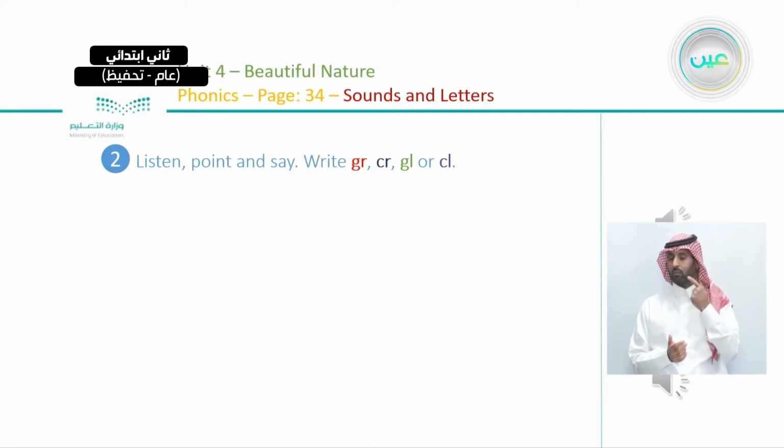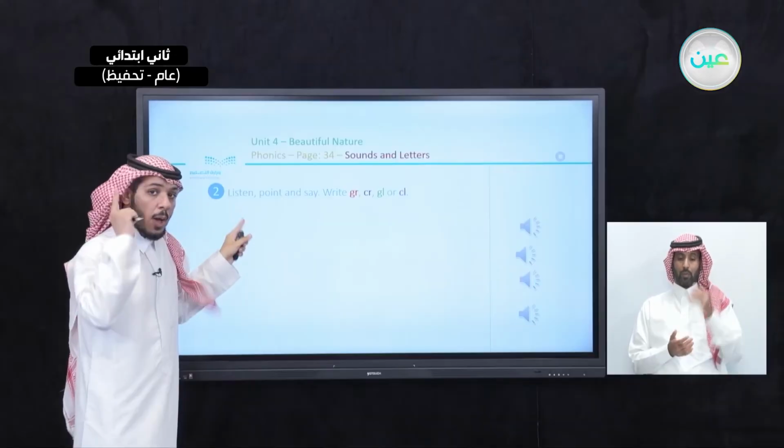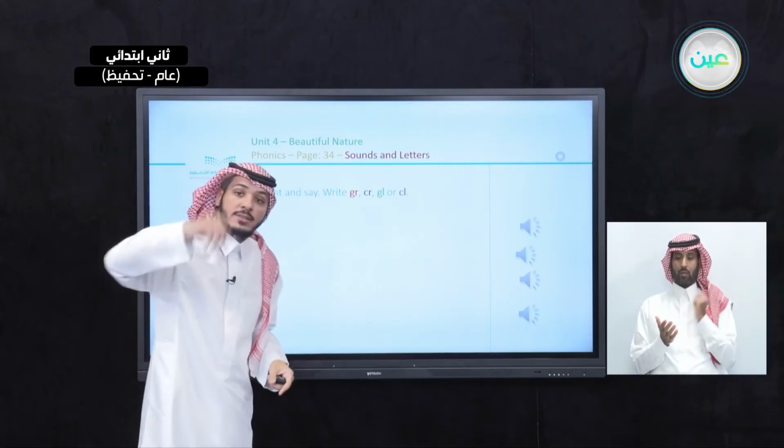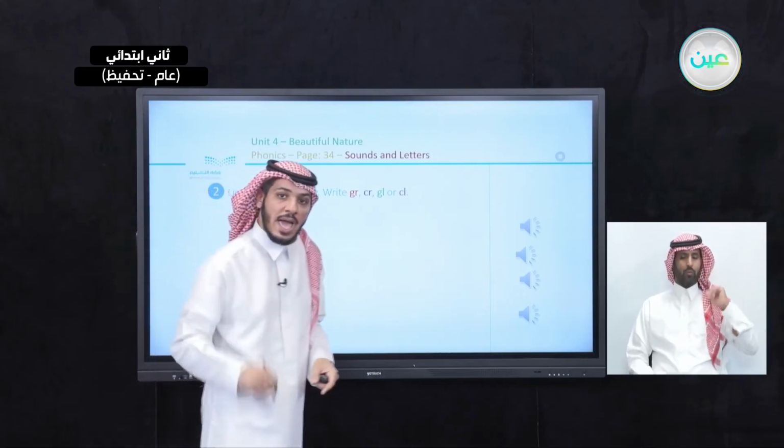Okay, now page 34, sounds and letters. Number 2, listen, point and say, write GR, CR, GL or CL. So we have 4 combinations of letters here. So listen, point and say, then after that write. Okay, take your pen or pencil and write.